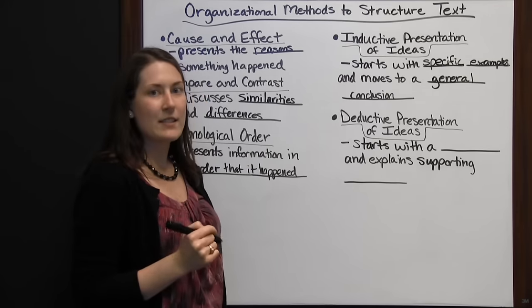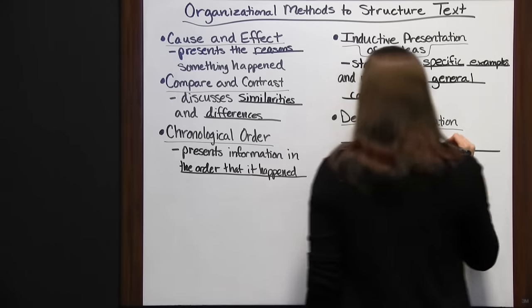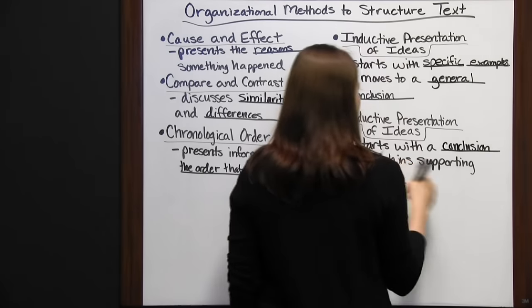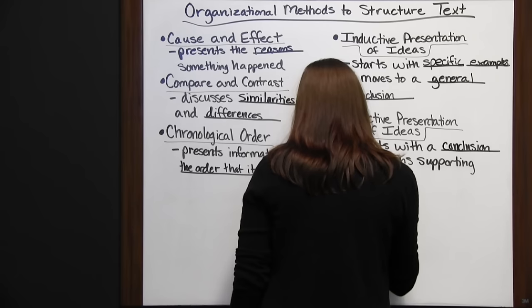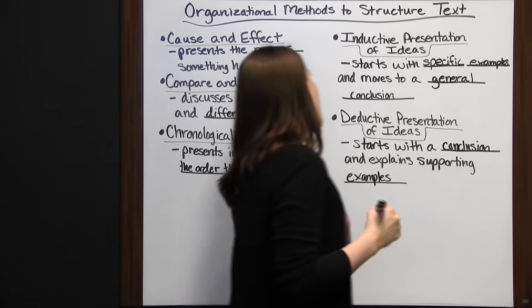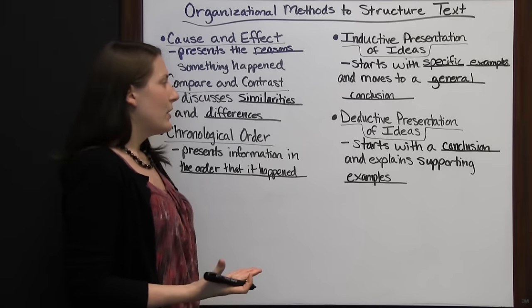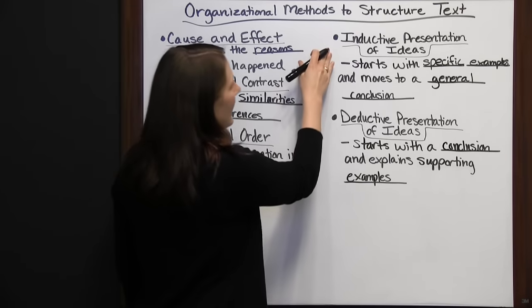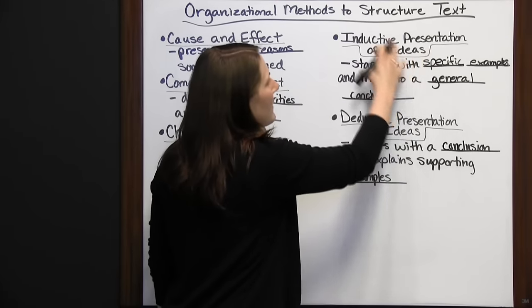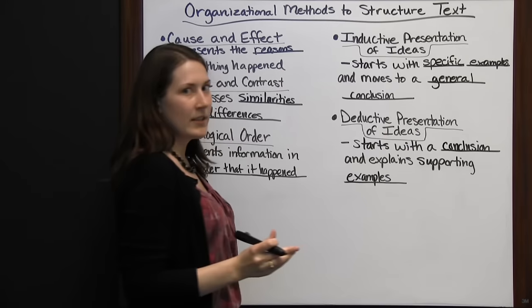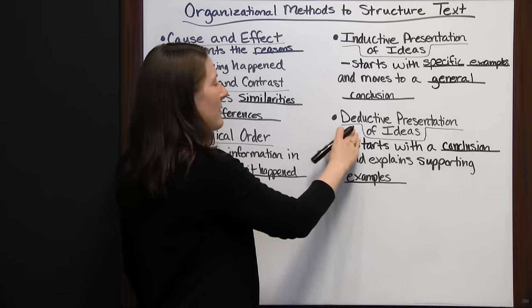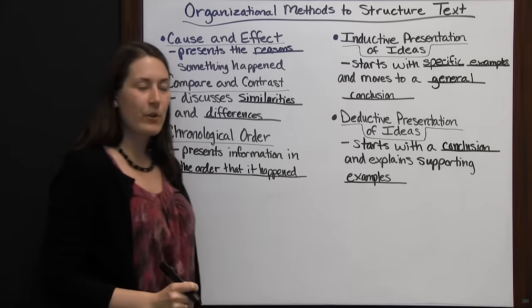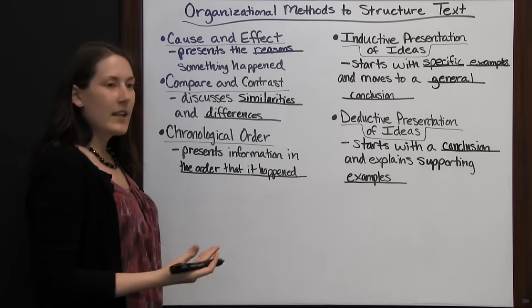Deductive presentation of ideas is going to be the opposite of that. It starts with a conclusion, you should always donate blood, and then it explains supporting examples. So I would give you examples or reasons that list out the benefits of donating blood. And you can see these two are opposite, so it's important to remember the difference. Inductive is going to list all of them and then take them to a general conclusion at the end. Deductive, maybe think division. You start with one big conclusion and divide it down into lots of supporting details or examples.